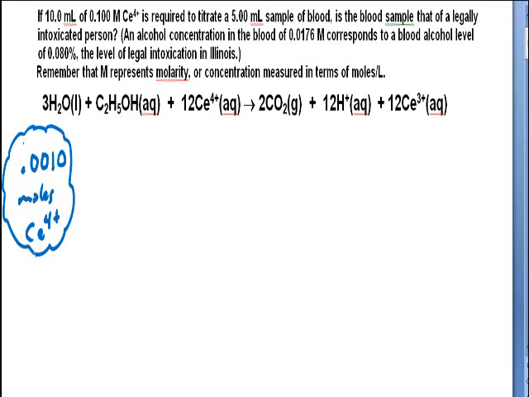So at this point, what we know is that we have a sample with 0.0010 moles of Ce4+ ions. We also know from our balanced equation that the alcohol and the Ce4+ react in a 1:12 ratio. This allows us to set up another proportion to figure out how many moles of alcohol will react with the moles of Ce4+ that we have present.